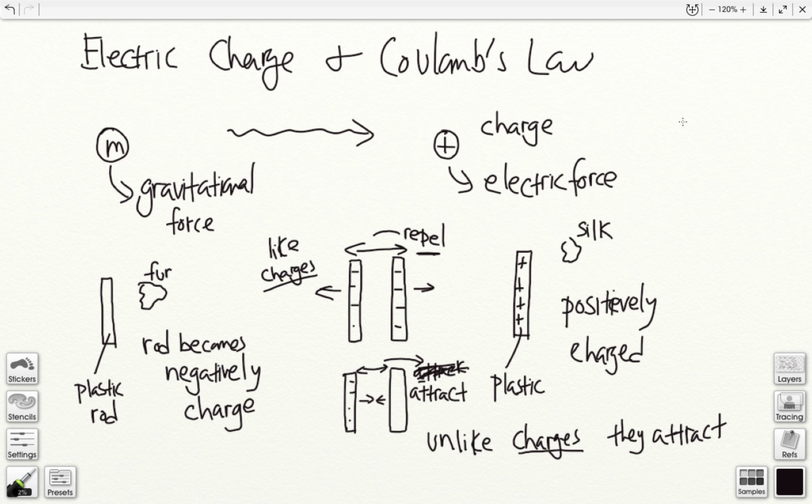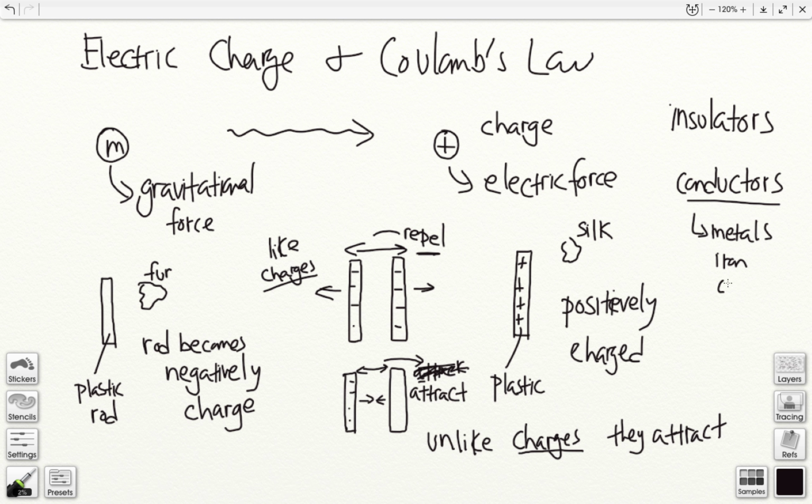So another key concept is insulators and conductors. Materials that let electric charge flow easily through them are conductors, and common examples of that are most metals, such as iron and copper. Insulators are kind of the opposite. They do not let electric charge move easily through them, so charge can remain on their surface. And one prime example of this is rubber.